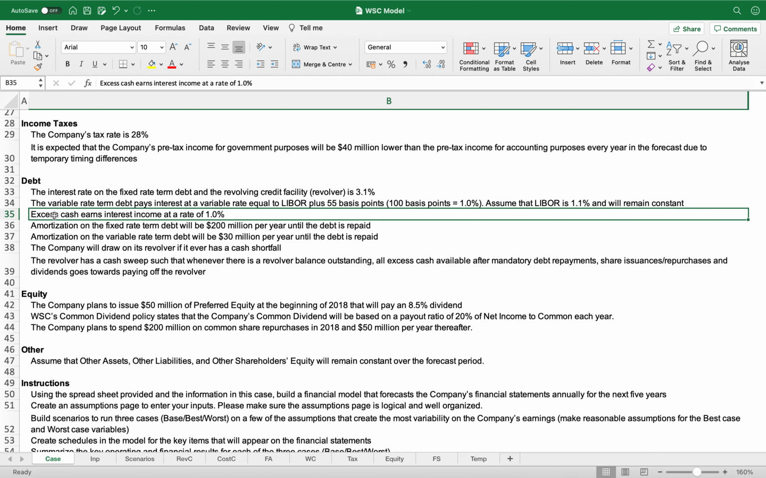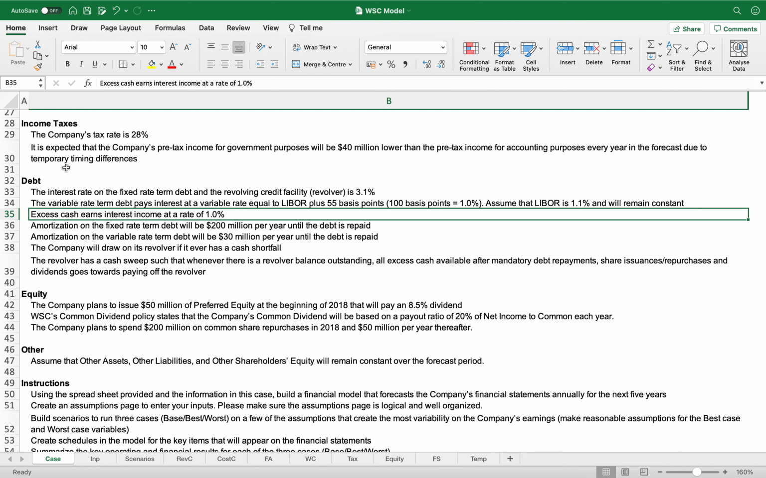Then we are given that any excess cash. What is excess cash? Whatever is my cash after meeting all the commitments that is lying with me, that is excess. That excess cash will earn interest income at a rate of 1%. So it's not only the interest expenses that a company incurs, the company also gets the benefit of having surplus cash, in the sense of interest income from the bank. Okay.